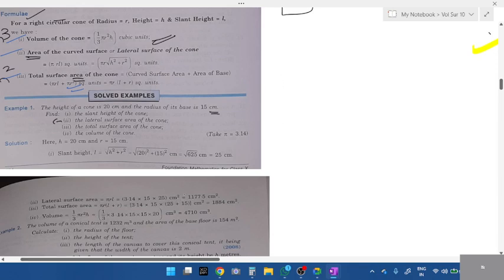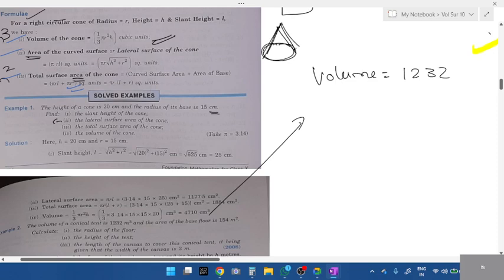2008, they've asked example 2. I'm solving this question. What is given? The volume of a conical tent. What is volume given? 1232. Look at the word conical tent, students, which means cone. The tent which we use when we go out for camping or something, it's a conical tent. A tent in the shape of a cone. That is the meaning of conical tent.